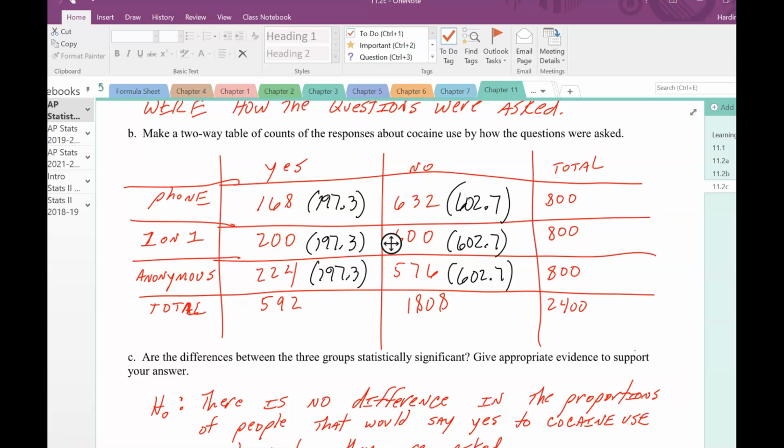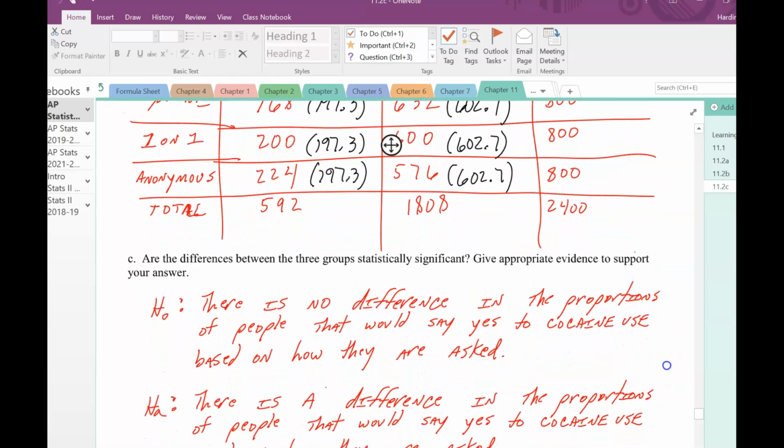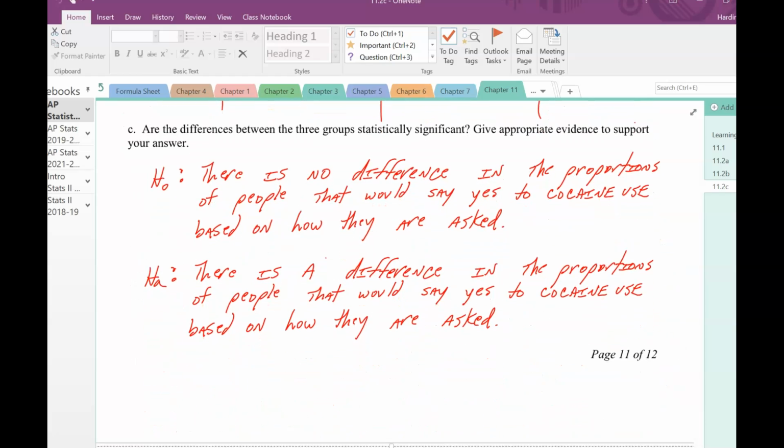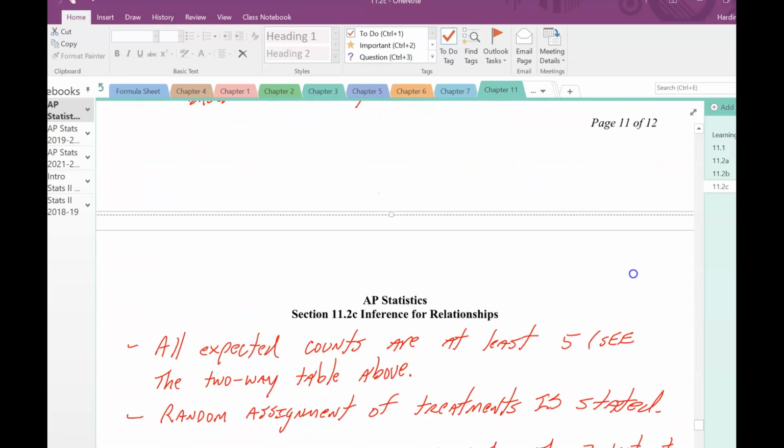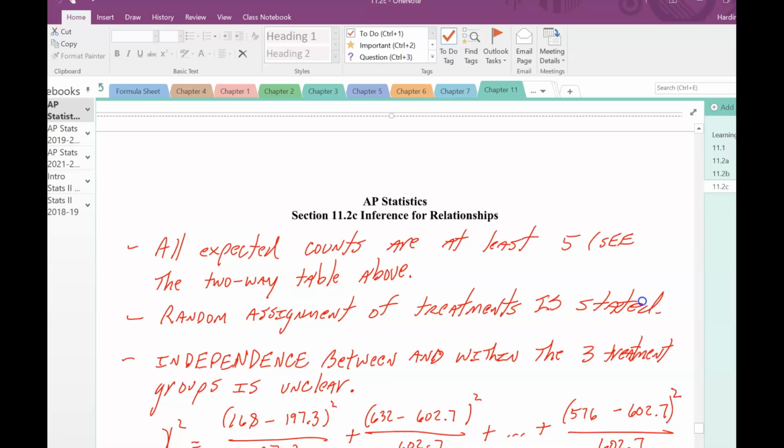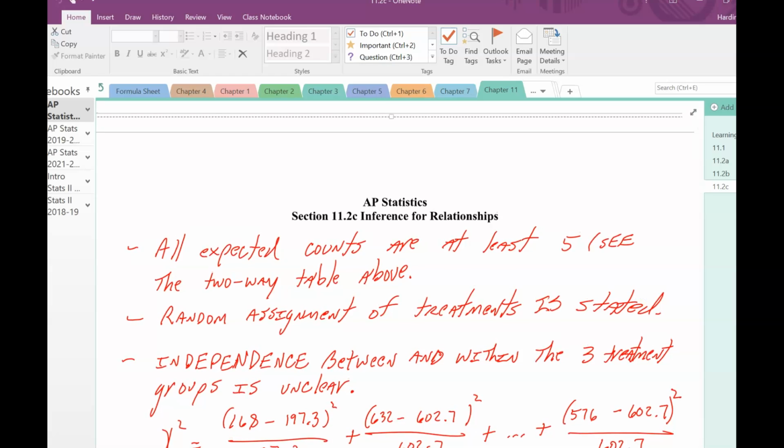This is our test of significance. So the null hypothesis is that there's no difference in the proportion, and the alternate is that there is a difference in the proportions of people that would say yes to cocaine use based on how they were asked. So to go through this test, we need to check our conditions. All of the expected counts are at least 5. Remember, you do need to indicate those in your work. Random assignment of treatments is stated.